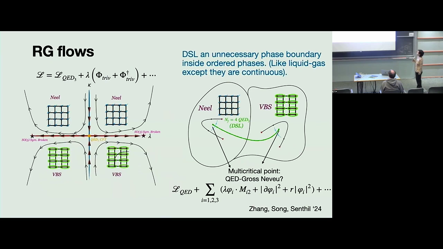So this is like the liquid-gas transition, except that this is a continuous critical point. This codimension 1 manifold in the phase diagram will also end at some putative multi-critical point, for which we also have some conjecture as the mechanism for the multi-critical point.